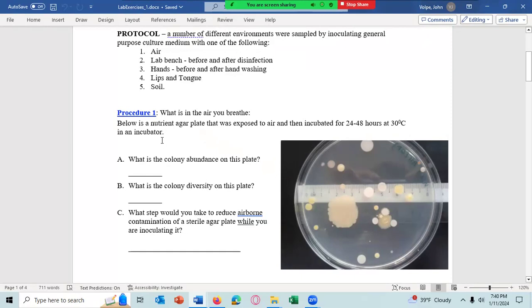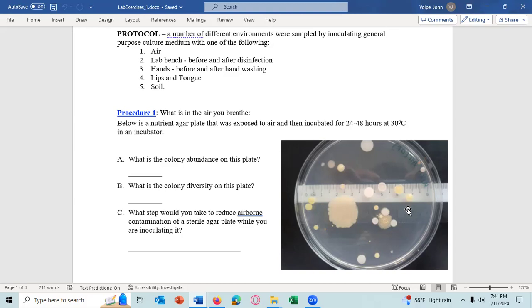My first question for procedure 1A is, what is the colony abundance on this plate? Just count the number of colonies. And as long as you're close, I'll accept it. But if you're far off, like more than 5 away, then I will not accept it. And you'll get marked down for that. But remember, in the lab, you can turn in twice.